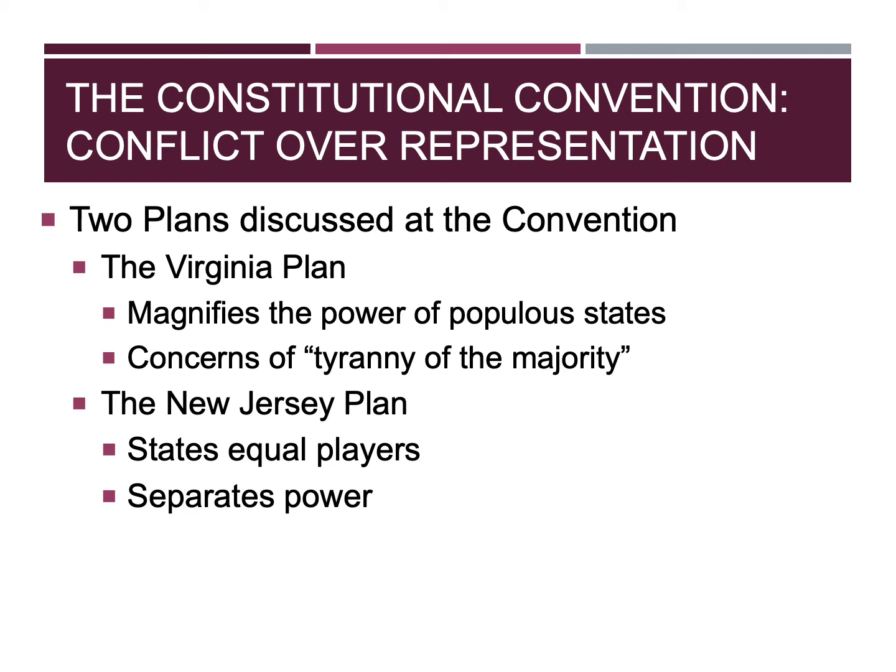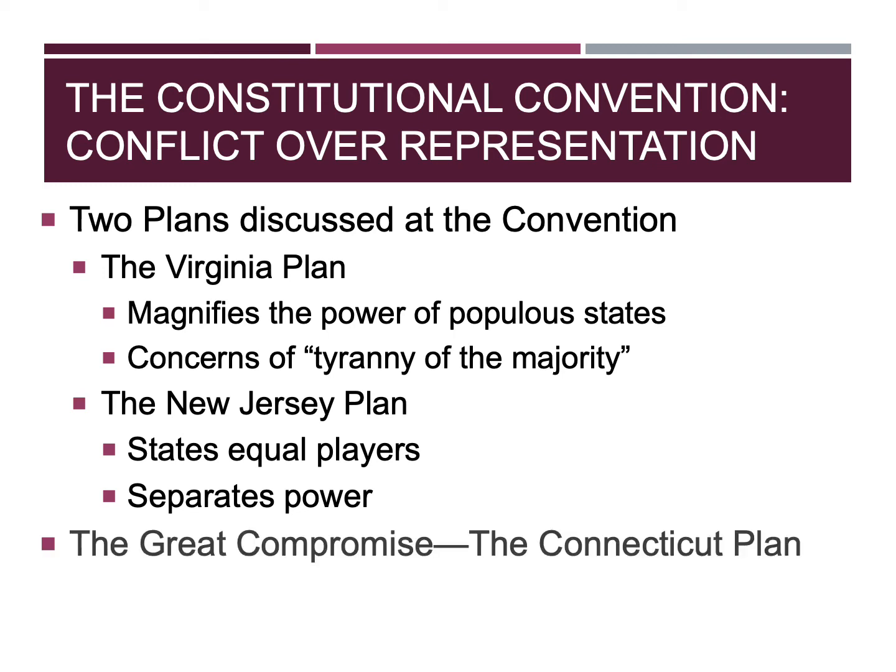Well, you can kind of see where this is going, because out of those two plans comes compromise. At one point, there were actually enough votes to pass the Virginia Plan. And so majority could have ruled at the Constitutional Convention. But without New York and New Jersey in support of the Virginia Plan, without their buy-in to the Constitution, it was a failed project. So we knew that there needed to be a compromise, and that great compromise comes from the Connecticut Plan.